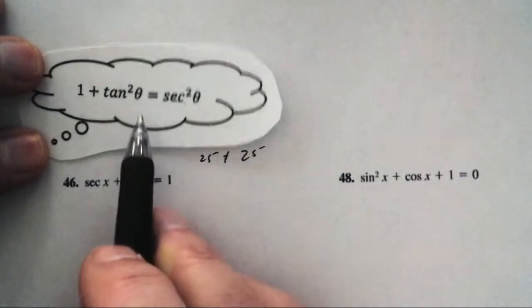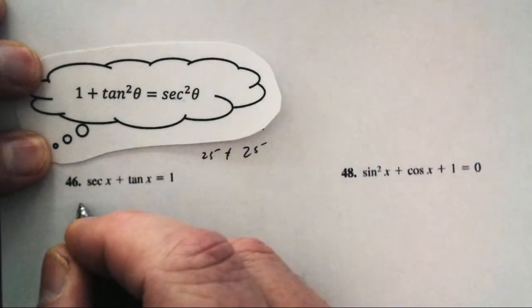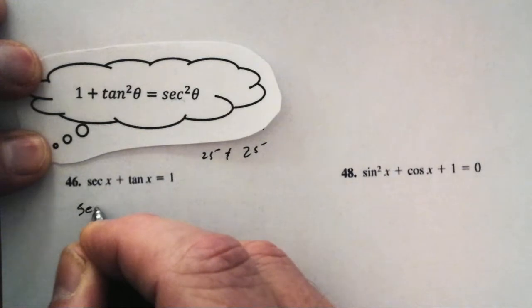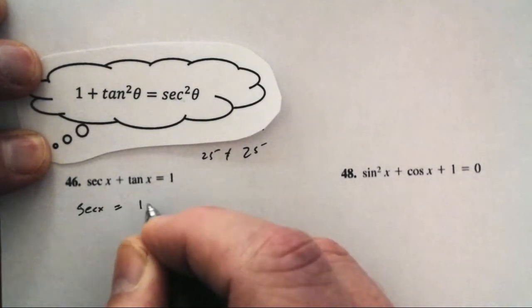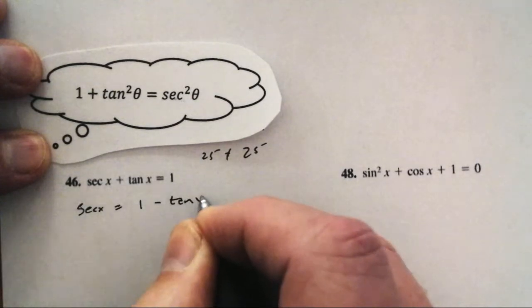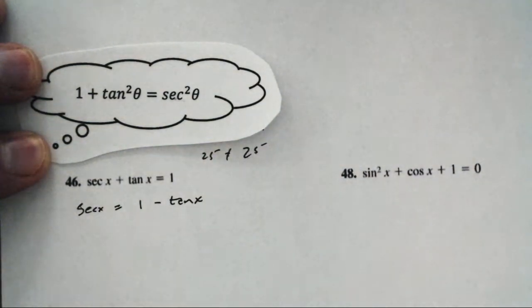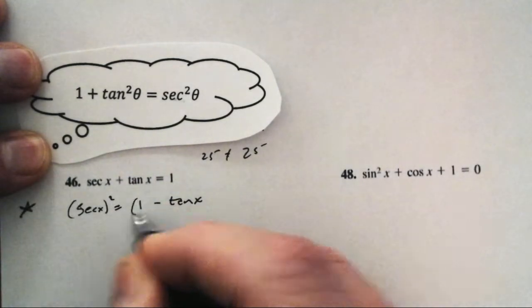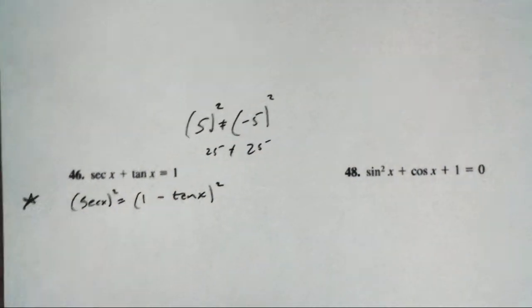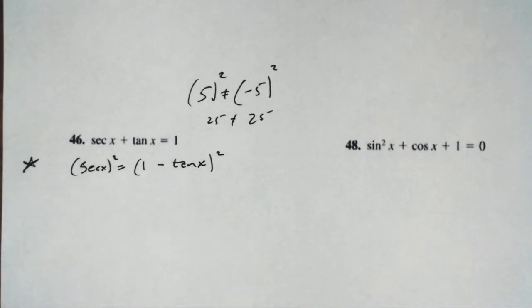So I'm going to get secant alone here. Secant of x equals 1. I'm going to subtract tangent of x. And now I'm going to square both sides, but that presents some peril. We might get some bad answers here. So this is a case, if you square both sides, you no longer just have the luxury of checking your solutions. You really need to think through those solutions.